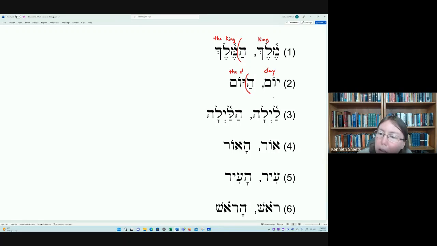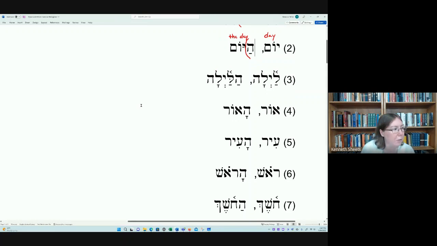Then if we come on down to the next one here as well, we see that we have laila. So laila here is going to be night. And if I wanted to say the night, then again, I would put the article on the front of it, hey with a pathach followed by a dagesh forte. And so there is my article, the night. And so we would read this as ha-laila.